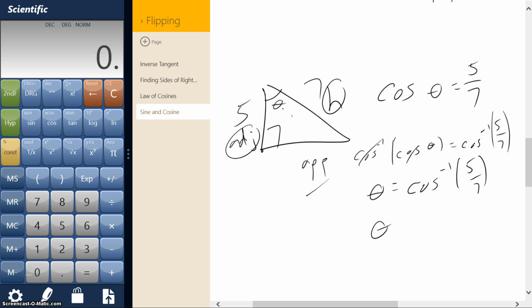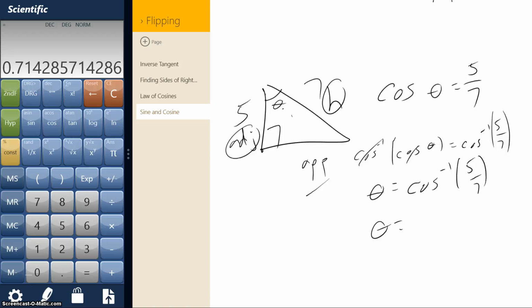Oop. 5 divided by 7 gives us that fun guy. Really? Wow. That's neat. 5 divided by 7 is that? I haven't done that one in a while. Interesting. Alright, anyway. 5 divided by 7.